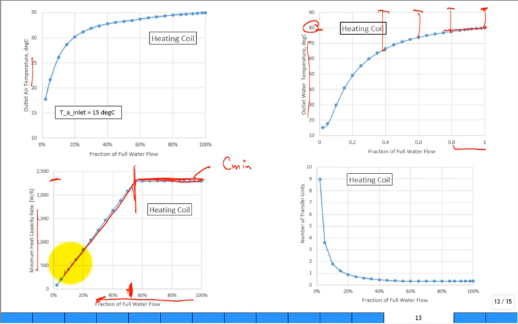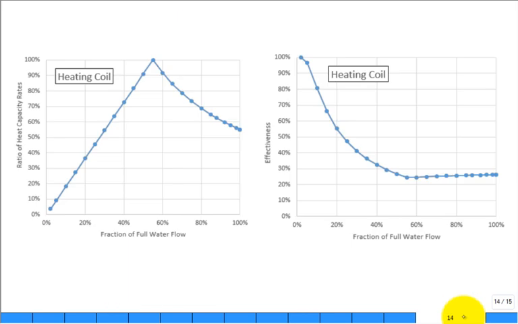How about the number of transfer units? This is harder. The number of transfer units is UA over C min. Well, U and A aren't changing. C min finally starts to really get smaller, and so it picks up for the number of transfer units. Aren't these pretty sophisticated curves? You're not impressed, or you are? Come on, be impressed. But look at that.